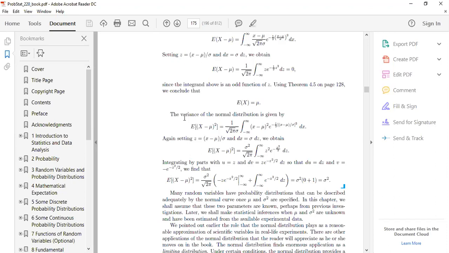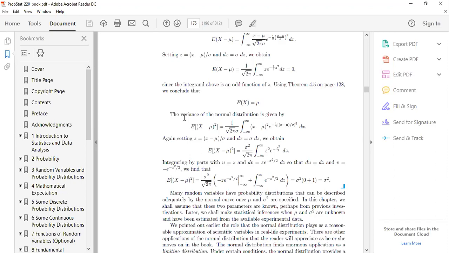Okay, the normal distribution finds an enormous number of applications as a limiting distribution. Under certain conditions, the normal distribution provides a good continuous approximation to the binomial and the hypergeometric distribution. See the value of this distribution. This is a continuous random distribution, and it gives the approximation to the discrete random distributions like binomial and the hypergeometric.